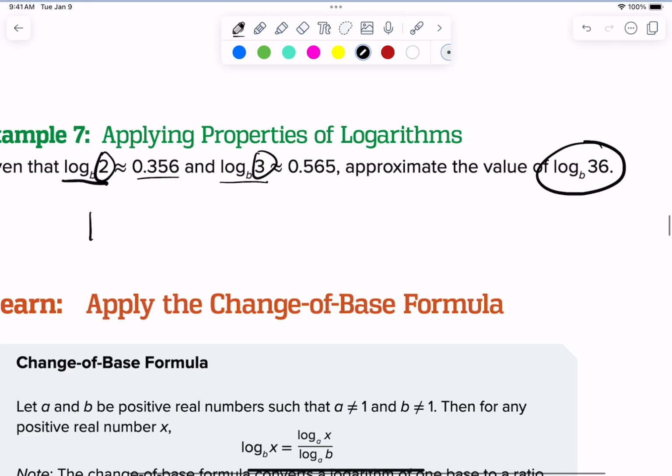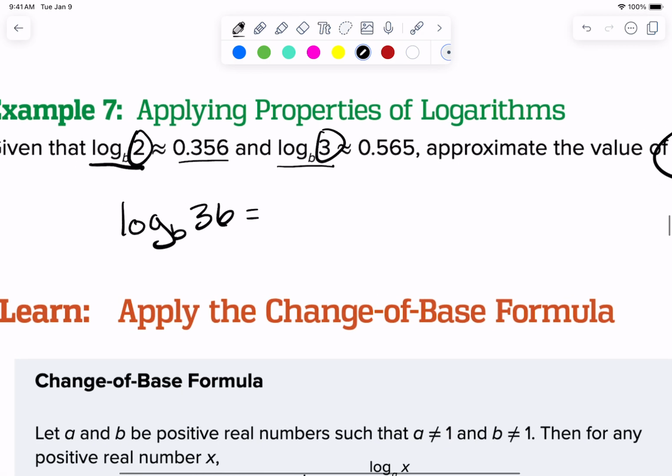Okay, so I want to break 36 down into numbers that are 2 and 3, right? You see how this works? So if I do 36, 36 is 2 times 2 times 3 times 3. Check that. 4 times 9 is 36. If I break it down in terms of 2s and 3s, 36 is 2 times 2 times 3 times 3.